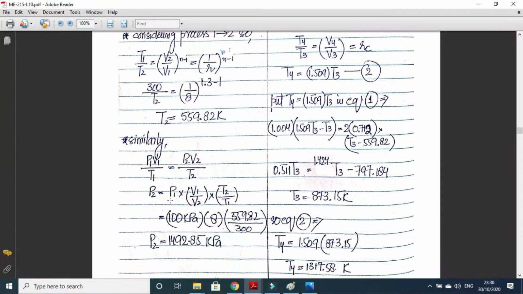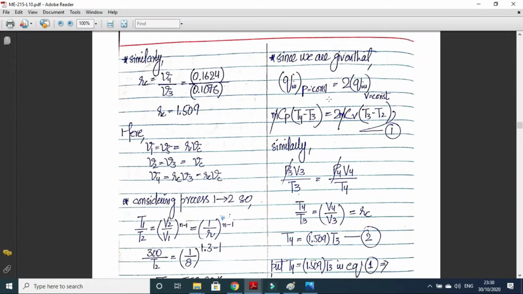Similarly, we can calculate P2 by using the ideal gas relation on the process 1 to 2. P1 V1 upon T1 is equal to P2 V2 upon T2. So V1 upon V2 is the compression ratio, T2 is known, T1 is known, P1 is known. So we can calculate P2.